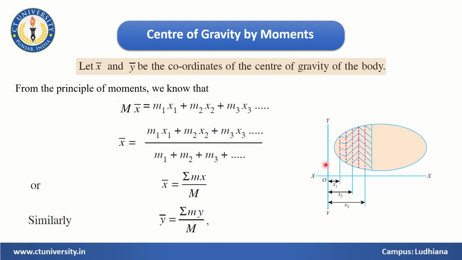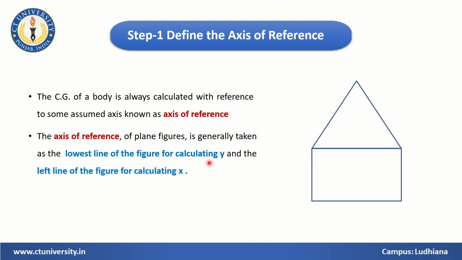So we will use this method to find the moment for all the shapes, and then we will divide all the moments by the individual mass, and in our case we will divide by the summation of all the areas, the total area, right? So this entire process will be divided into 4 simple steps.